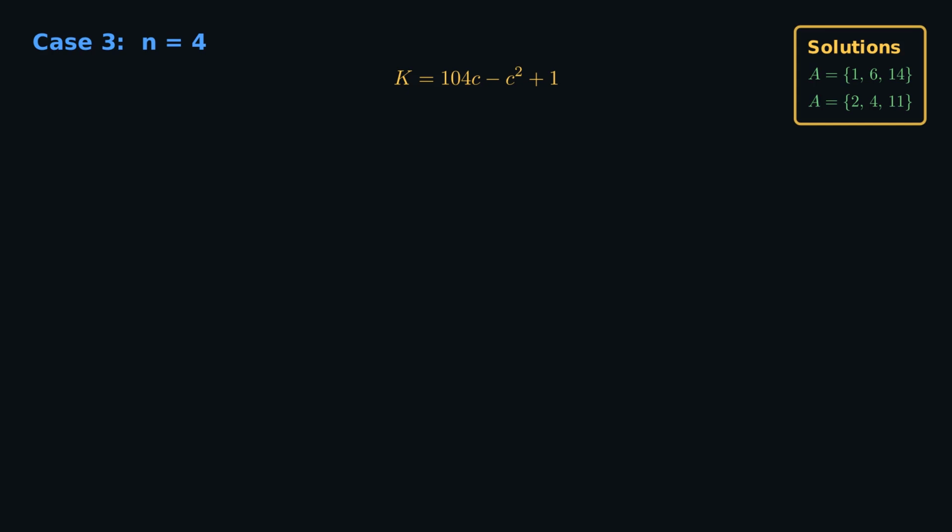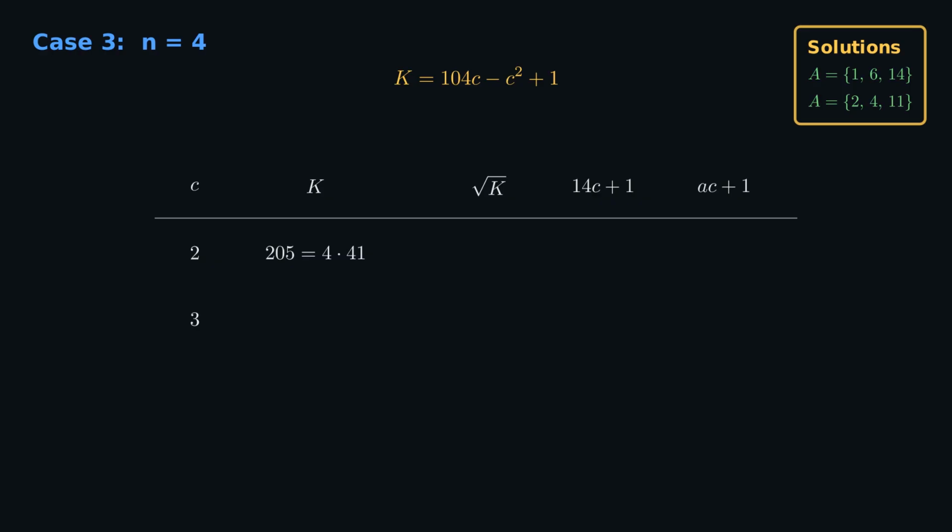However, note that now K is equal to 104C minus C squared plus 1. So here are the critical values for C equals 2 and C equals 3. We have K is 205, which is 5 times 41, and for C equals 3, K is 304, which is 2 to the 4th times 19. For C equals 2, the square root of K is bigger than 14, and for C equals 3, the square root of K is bigger than 17. 14C plus 1 is equal to 29 for C equals 2, and 43 for C equals 3.